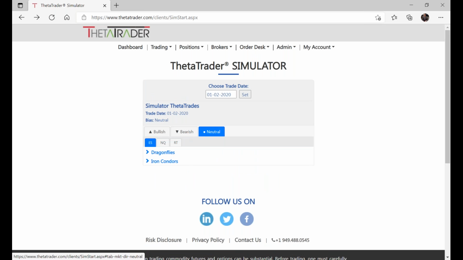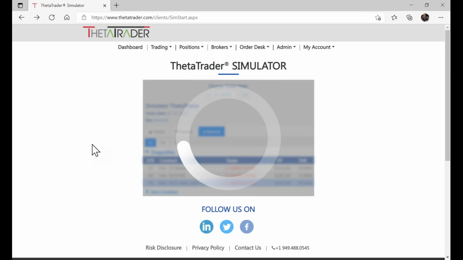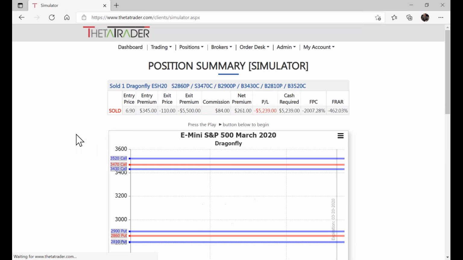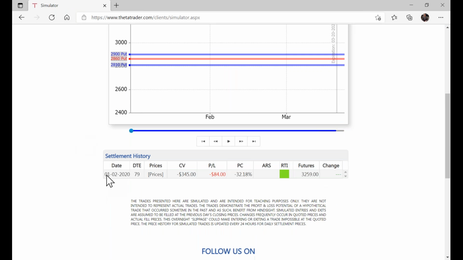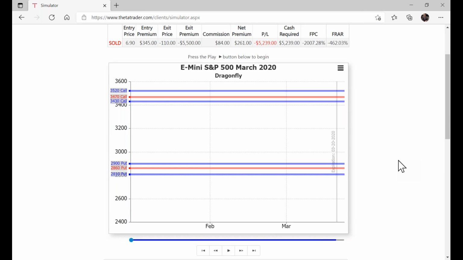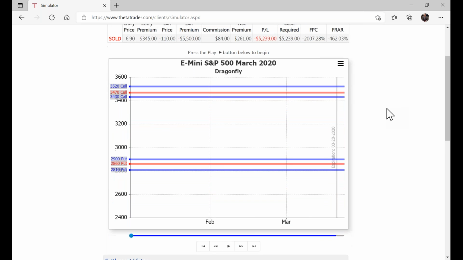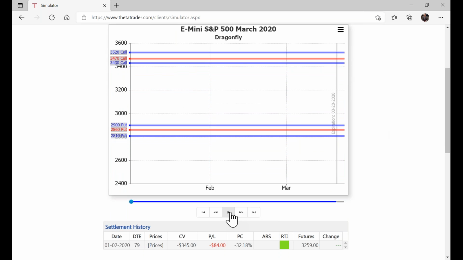We can look at a dragonfly as well. We'll go backwards in time. Let's assume you had placed this trade on January 2. This was the dragonfly here for the E-mini S&P 500 March. So that's your quarterly expiration. You can see here that by the end of this trade, it did end up for a loss. However, let's just find out what really happened day by day.